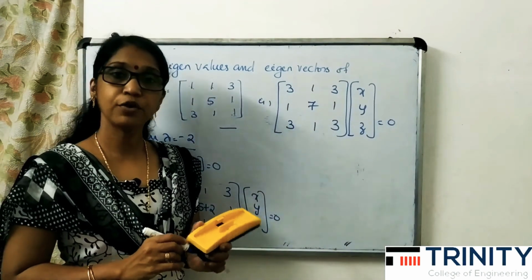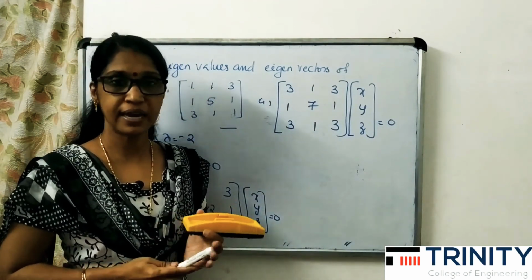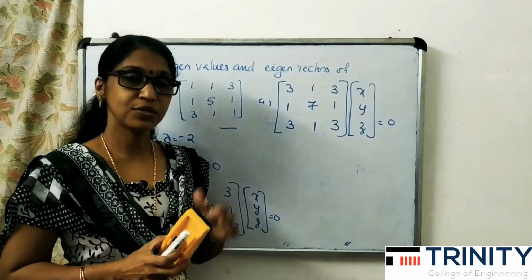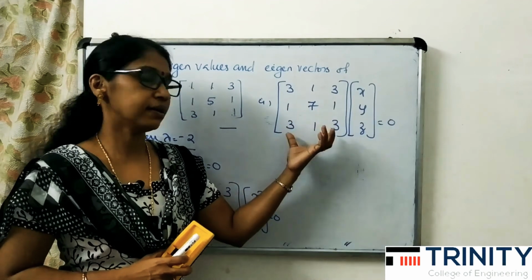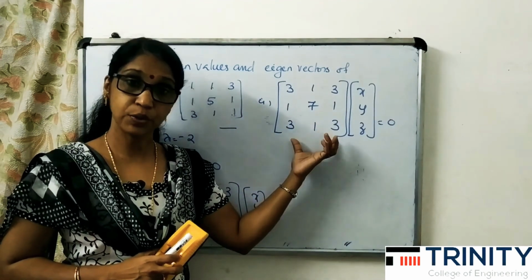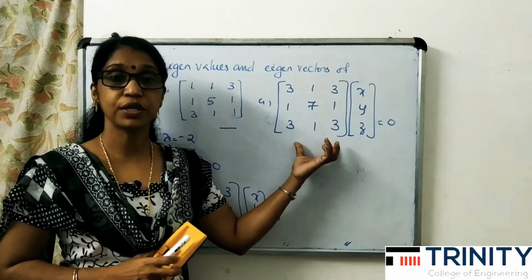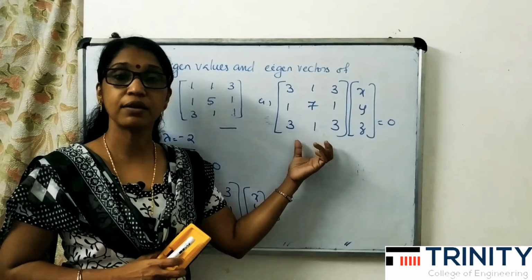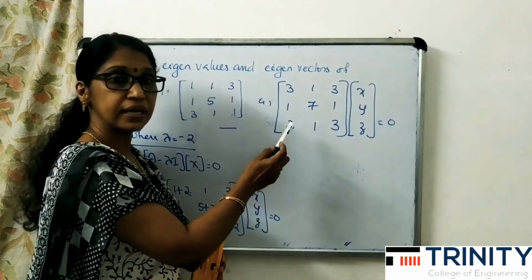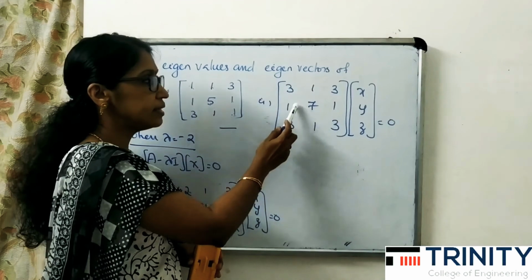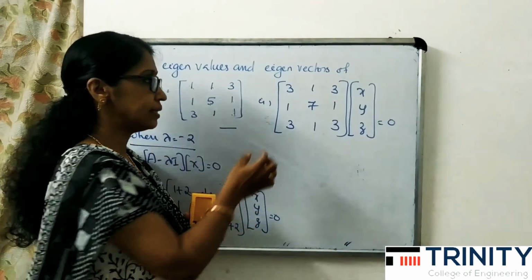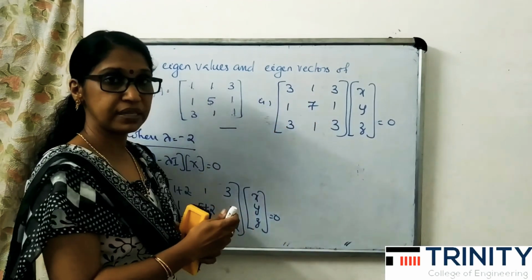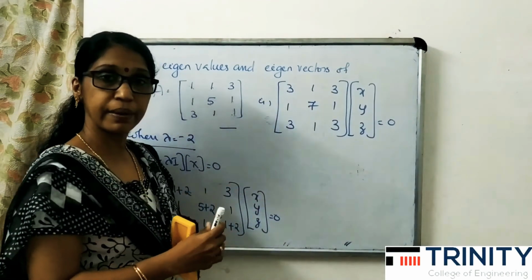Okay, now we have to find out the values of x, y and z. In the Gauss elimination method and Rouche's method, we write these in equation form, as a linear system of equations, and then we find out the values of x, y and z. Here you have to check whether these 3 rows are dependent or not.